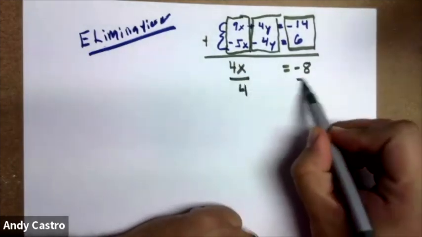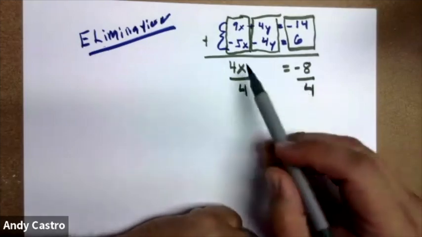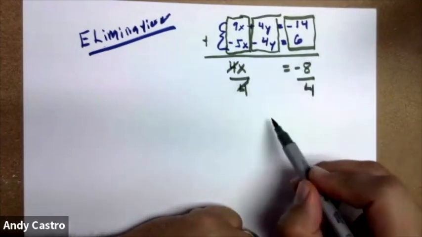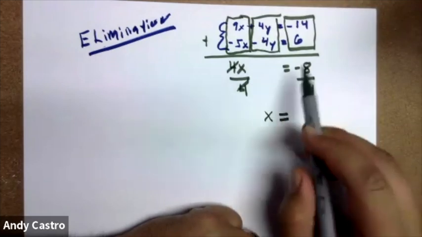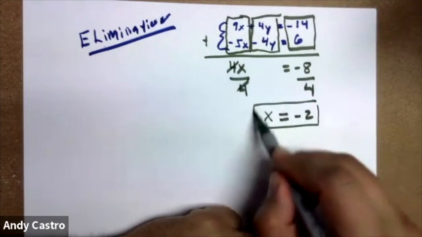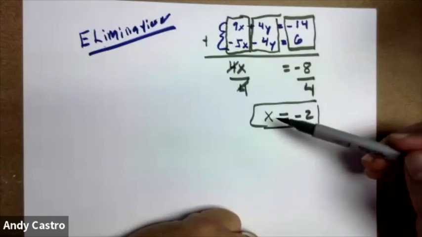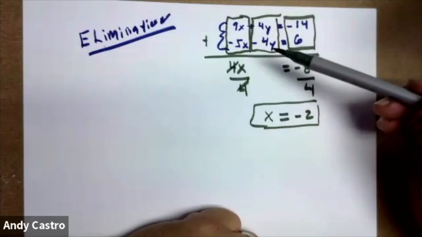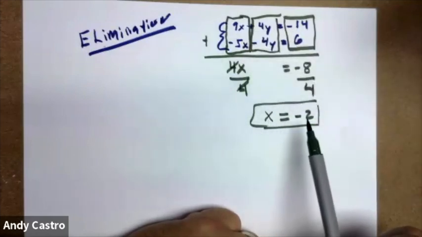I can very easily divide both sides by 4 to isolate that x. 4 divided by 4 is 1. 1 times x, I'm simply left with x. Negative 8 divided by 4 is negative 2. So what I've done here, in just a couple of easy steps, using the process of elimination, is eliminate the y's, and I have solved for one of my variables, negative 2.